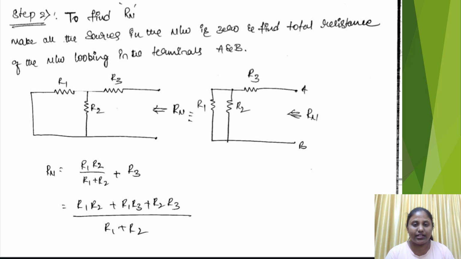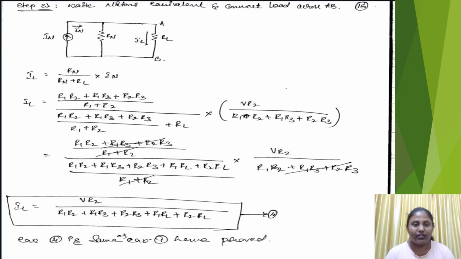Make all the sources in the network zero and find the total resistance of the network looking into the terminals A and B. Here Rn equals R1 R2 divided by R1 plus R2, plus R3, which equals R1 R2 plus R1 R3 plus R2 R3 whole divided by R1 plus R2. Next, step 3. Write Norton's equivalent and connect the load across AB. Here IL equals Rn by Rn plus RL into IN.